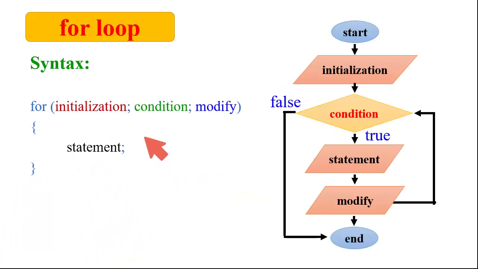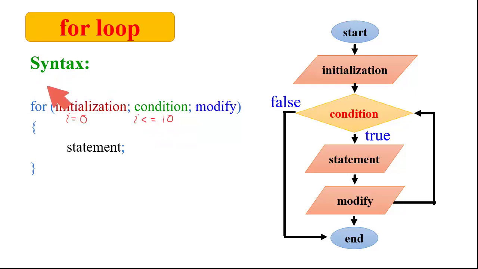Syntax of for loop. In a for loop, there are initialization, condition, and modify. Initialization of variable. Say the variable is initialized as i = 0. Next, there will be a condition. Say the condition is i <= 10.